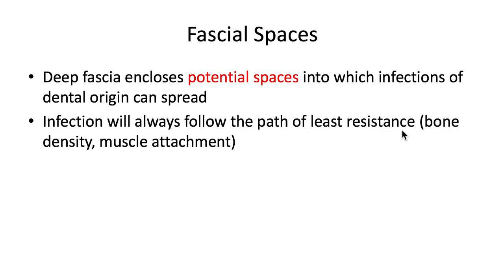So this depends on bone density and muscle attachment. If you have really dense bone, infection is going to have a much harder time getting through there. If you have a thick muscle attachment like the masseter that's attaching to the angle of the ramus, the angle of the mandible, it's going to be very hard for infection to get past a muscular attachment. So things like that are important to consider as we move ahead.